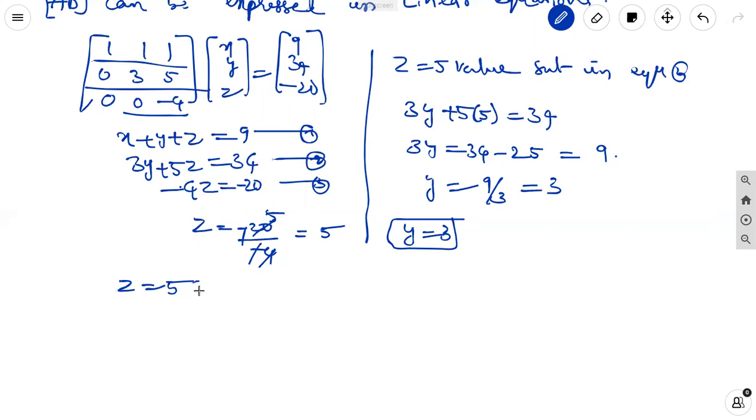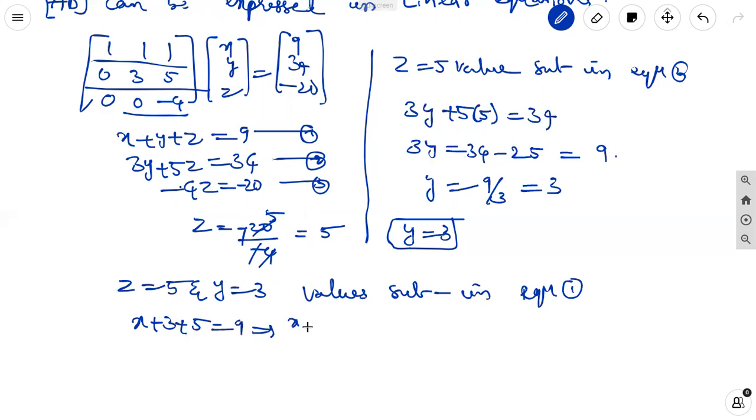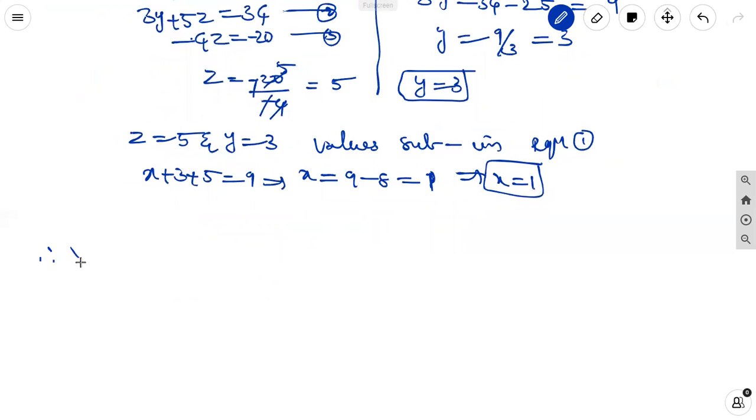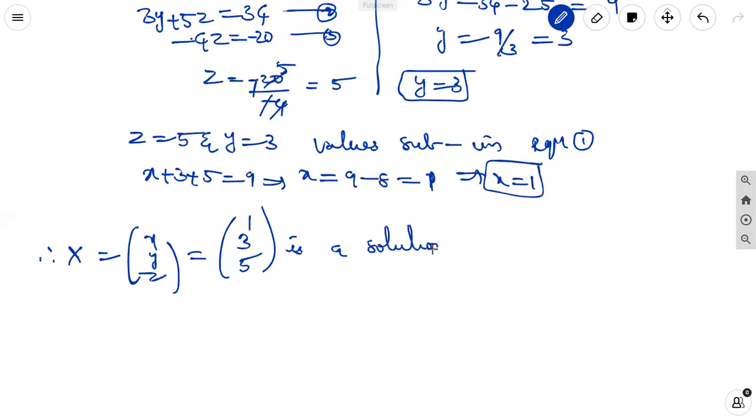Substituting z equal to 5 and y equal to 3 in equation 1: x plus 3 plus 5 is equal to 9, so x equals 9 minus 8, equal to 1. From this, x equal to 1. Therefore, x, y, z is equal to 1, 3, 5, which is a solution of the given system.